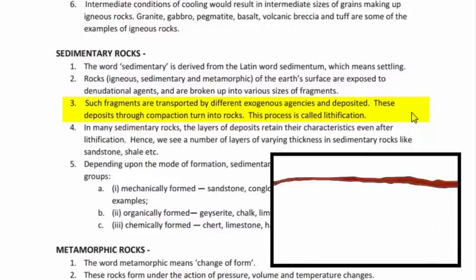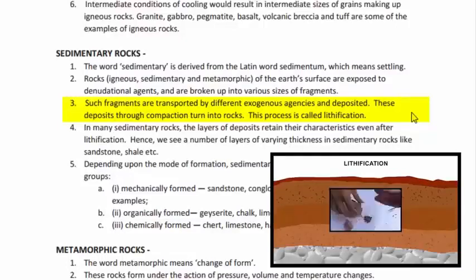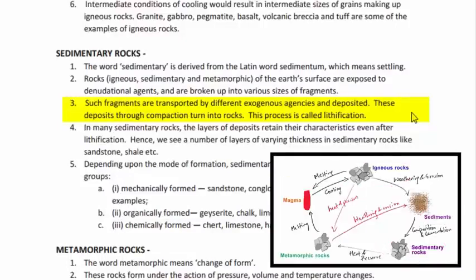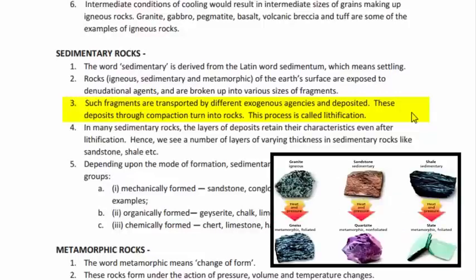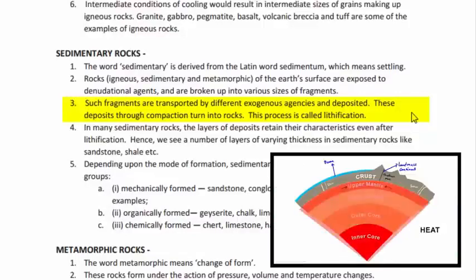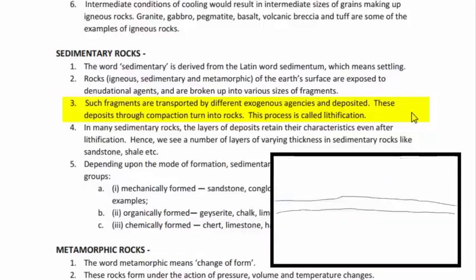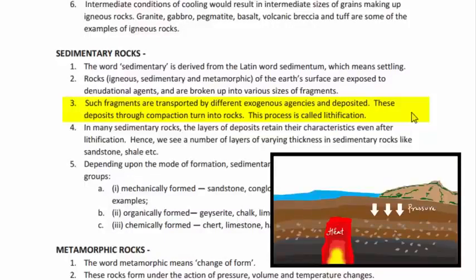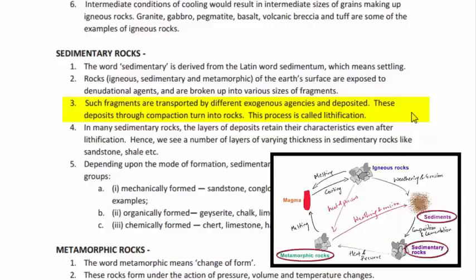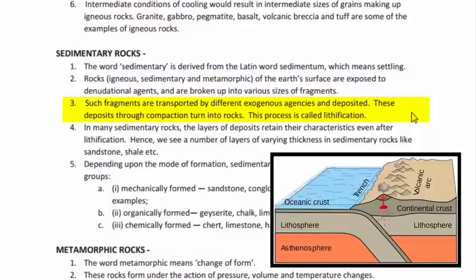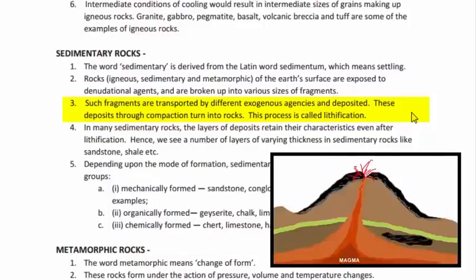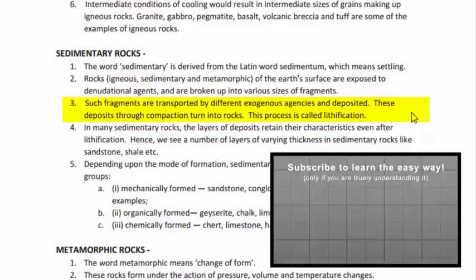These debris move from one place to another again with the help of the same exogenous forces. Now these small fragments get deposited in the form of layers and layers one after another. This process creates pressure that is called compaction, and as there is a good amount of heat under the crust, it becomes all the more easier for these debris to develop into a full-fledged rock. This process is called lithification.